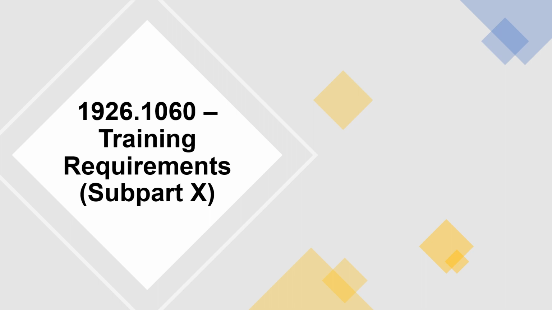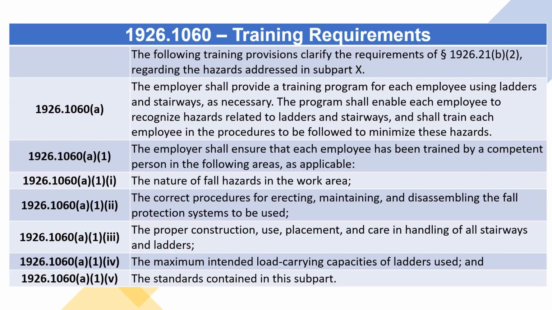1926.1060, training requirements. The following training provisions clarify the requirements of Section 1926.21(b)(2), regarding the hazards addressed in Subpart X. 1926.1060(a). The employer shall provide a training program for each employee using ladders and stairways, as necessary. The program shall enable each employee to recognize hazards related to ladders and stairways, and shall train each employee in the procedures to be followed to minimize these hazards.